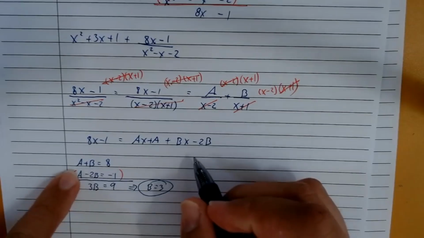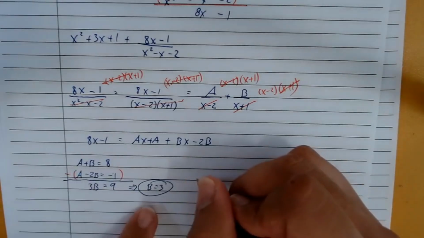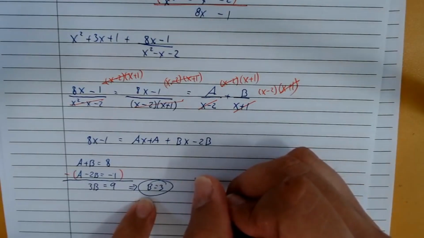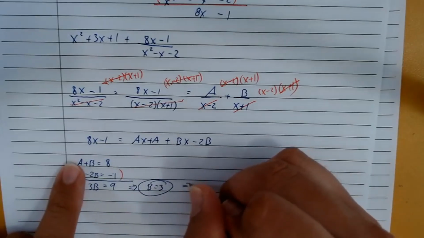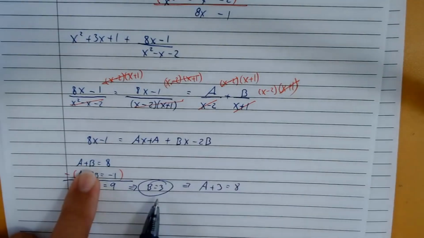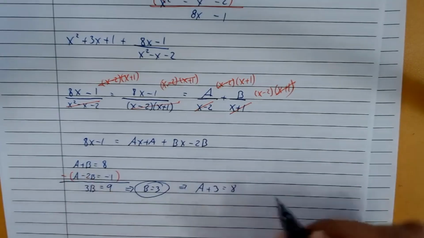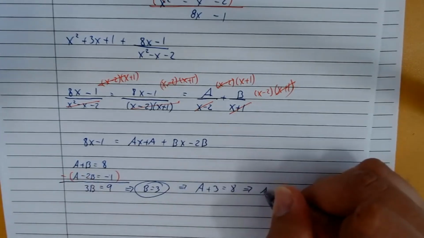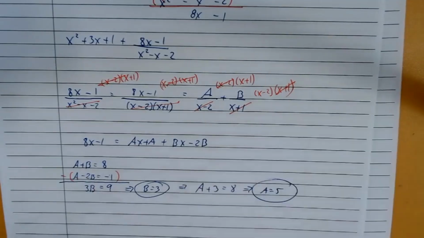Oh, but I know that A plus B must equal 8. Well, I know what B is now. So that's going to give me A plus 3 is equal to 8. I plugged in my B, and I can subtract my 3 over to get my value of A. So A must equal 5.